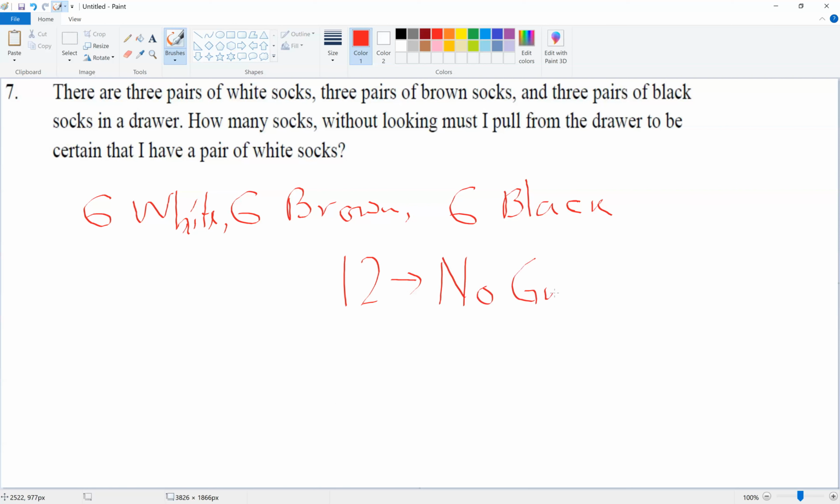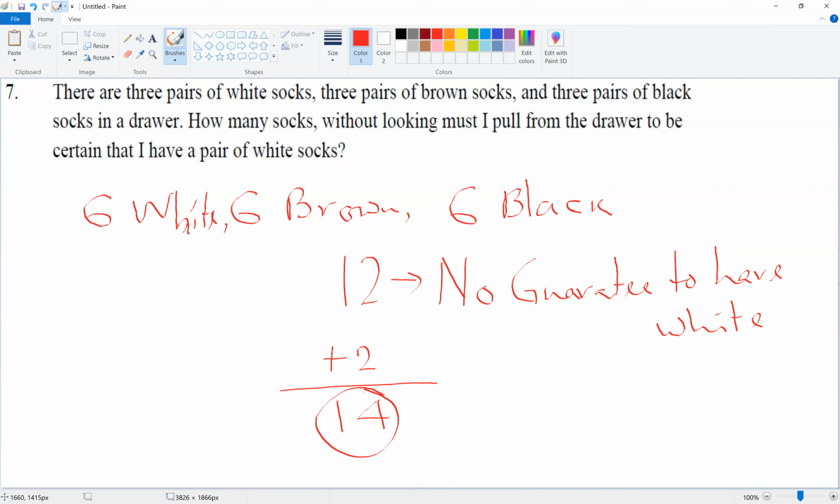But after 12, if you pick two more, then you know you'll have a white pair. Do you understand? Yeah. So up to 12, there is no guarantee. If you pick two more, you are guaranteed to have a white pair of socks.